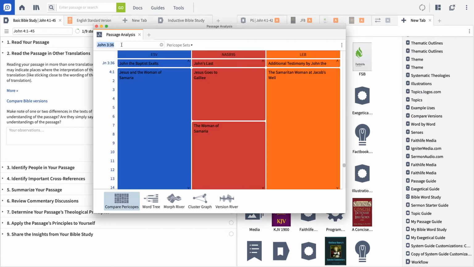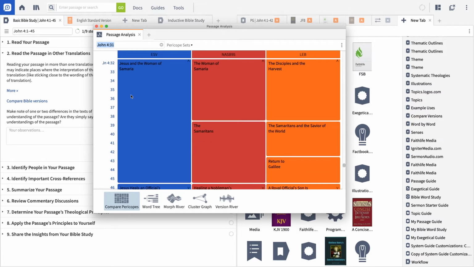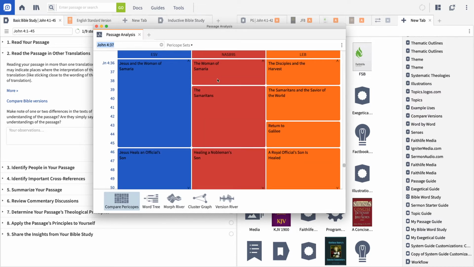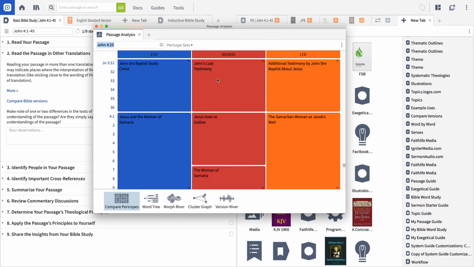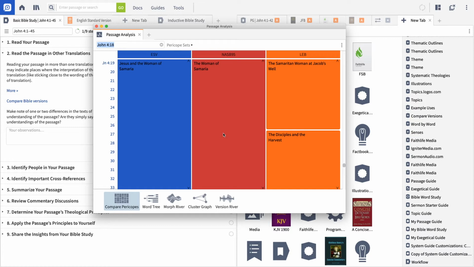Okay, so if we look here. Oh, yeah, this was cool. So it shows you how the different passages change. So for the ESV, it considers this whole area to be the story, but it's more divided up in the NASB. Yeah, the NASB does divide up this passage quite a bit into a couple different stories. And the LEB changed that a little bit too.